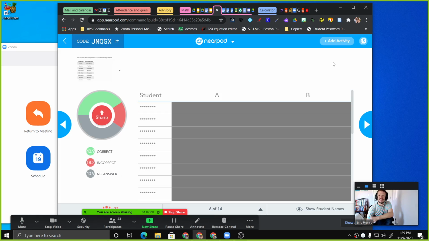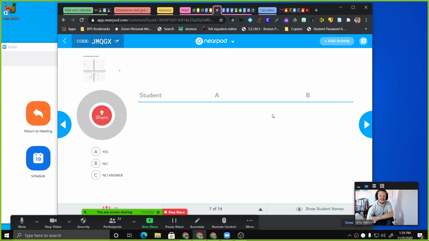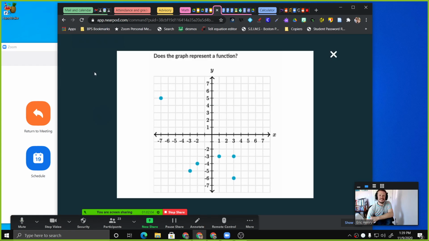Okay, that was fun. Another one. Here we go. Do this on your own. Does the graph represent a function? And if not, why not? Well, all you can answer is the yes, no. But think about why not. Or think about why it does, if it does.